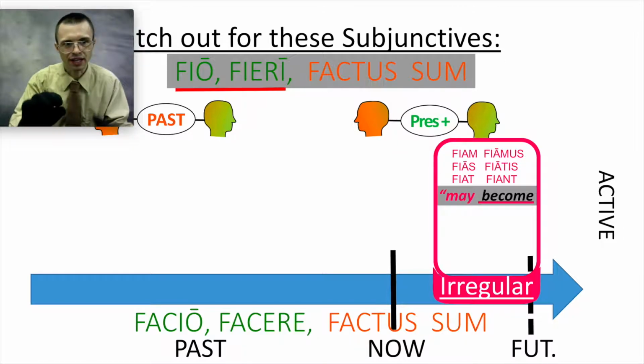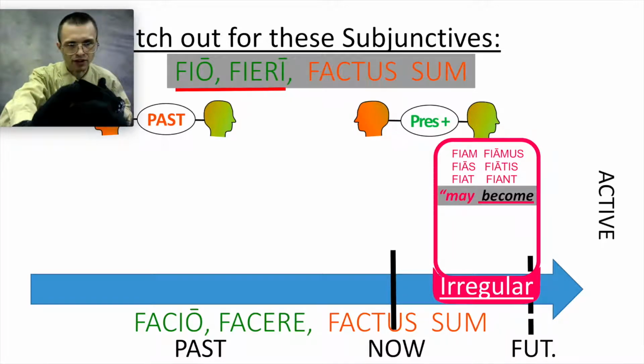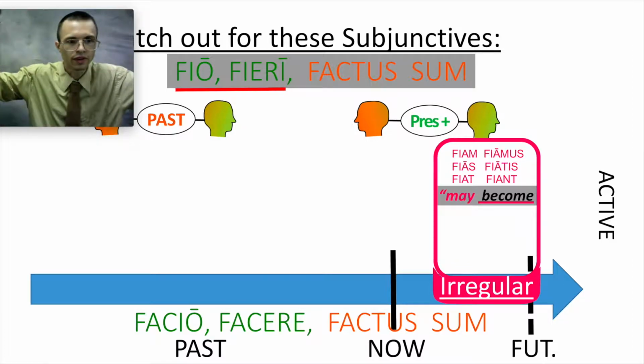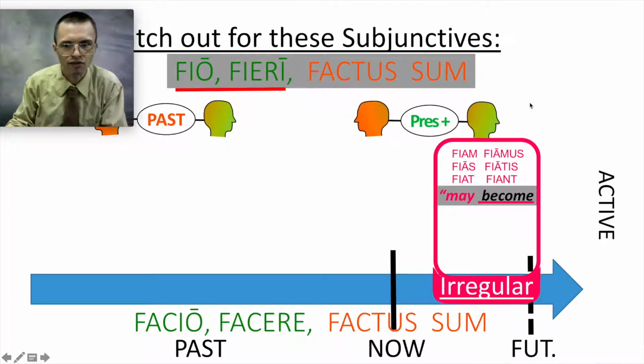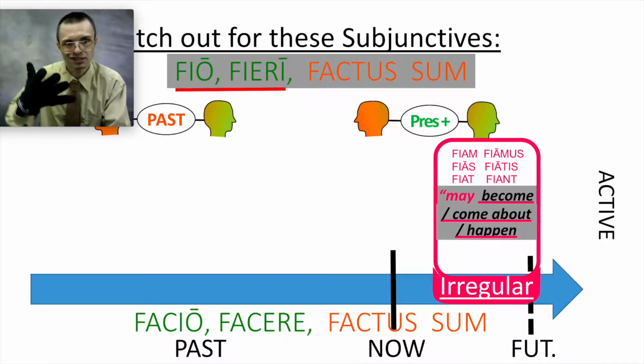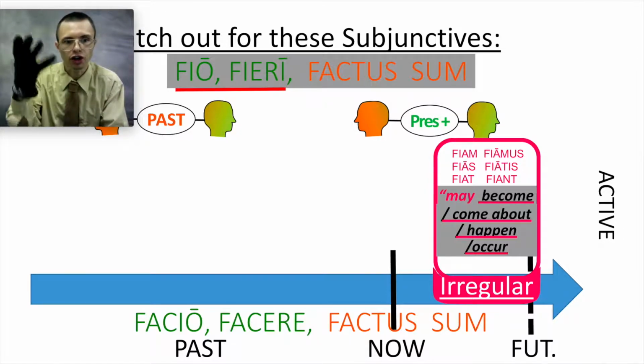It's more like in between me, the maker, and the done-to over there that was made, there's this idea of becoming of itself on its own. And that is the idea of become, or an alternative meaning is come about. Common translations also given are happen, or may it occur, come about.